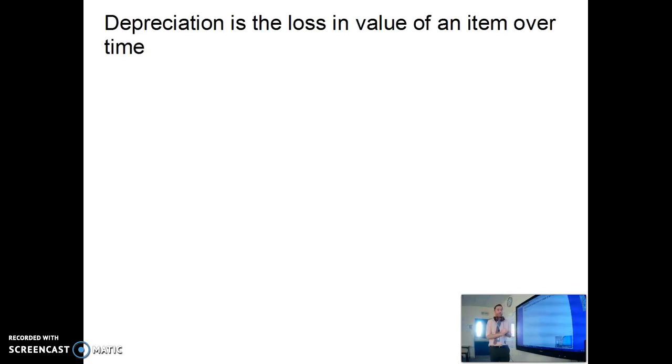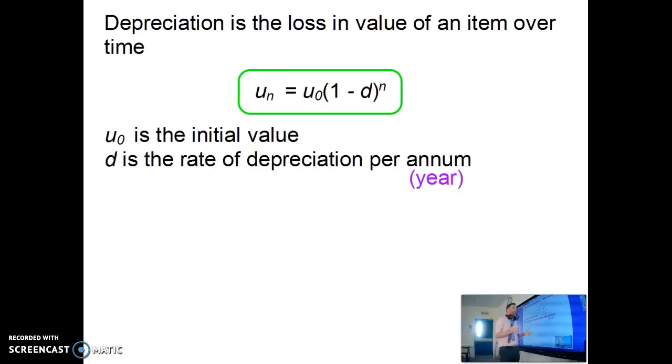The loss in value of an item over time. And there's a formula for this, for calculating the value of an item in the future. So over n years, that n there, the way we calculate depreciation is we take the initial value.